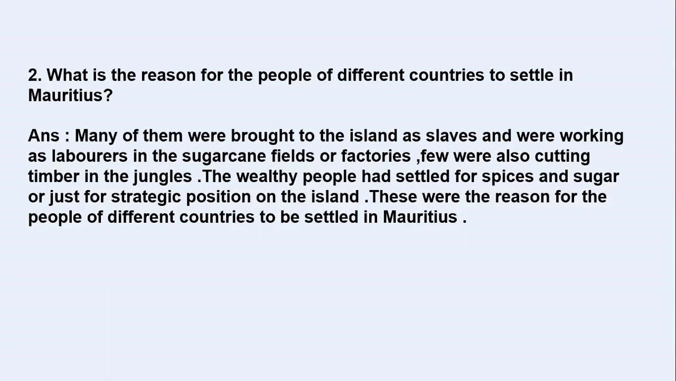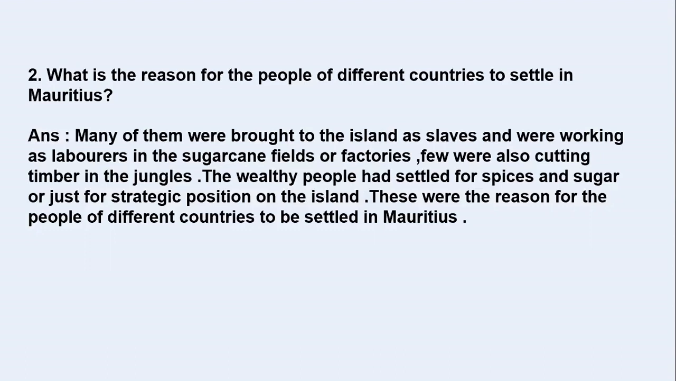This work continued from their ancestral periods, from their father and great grandfather. They were bought and just put up there, and they were doing the same work. So few people were found because of this reason, and the other people like the Dutch, French, and the English, who were wealthy, who were the ruling class, had settled there for the spices and the sugar which was available and which had good production on that island.